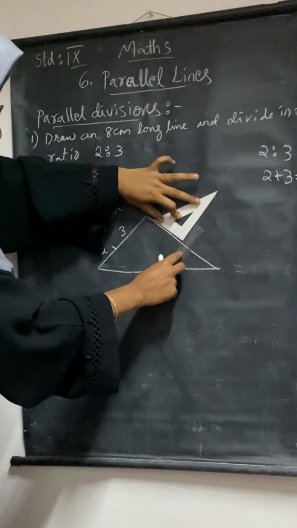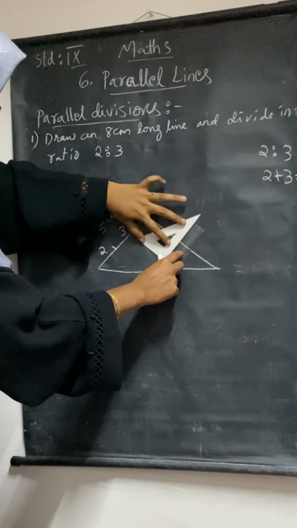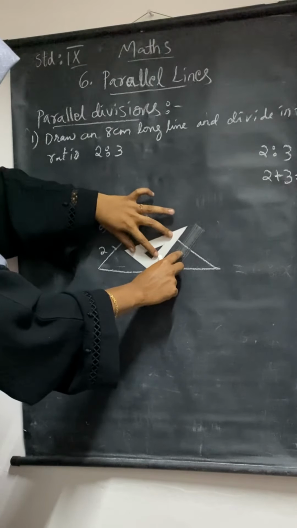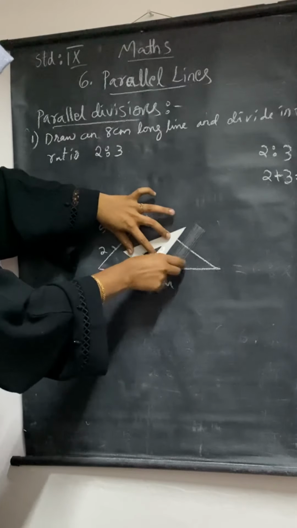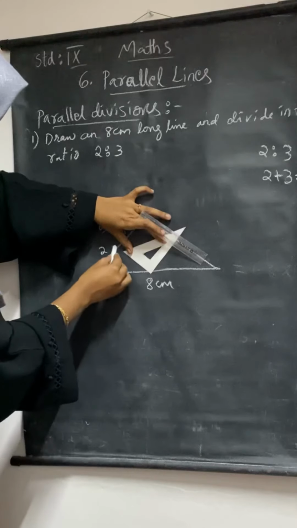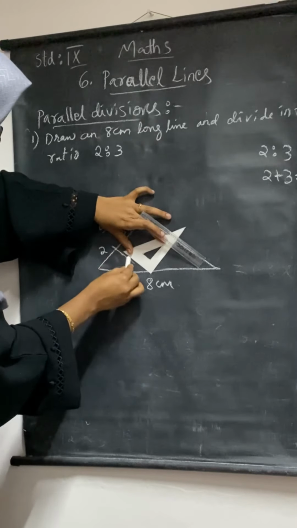Under that, you have to keep the scale. Now move the set square till where the point is coming. Here the point is coming, the 2 centimeter line. There you have to draw the line using the set square like this.